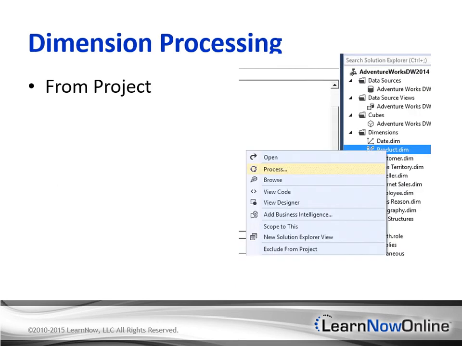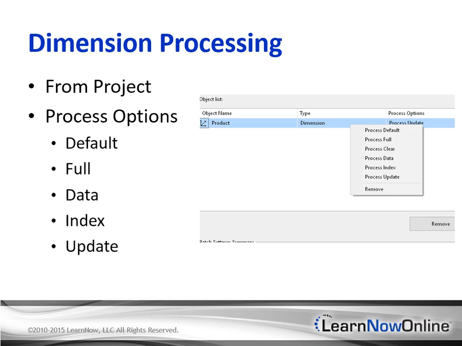To control the individual processing of dimension objects, there is a menu choice to process a dimension. You would only need to do this if new or changed or deleted data for that dimension has occurred in the relational database or the source files for your Analysis Services project. Here we have some options.